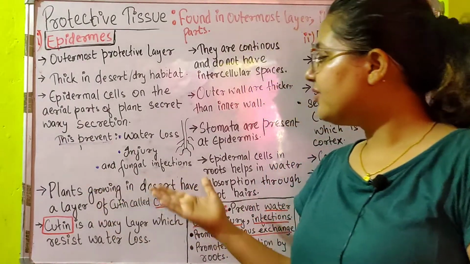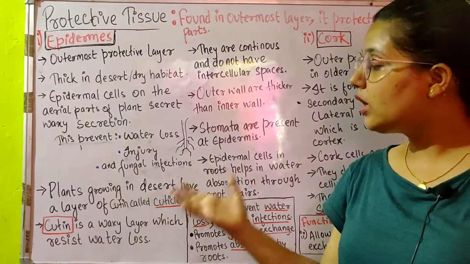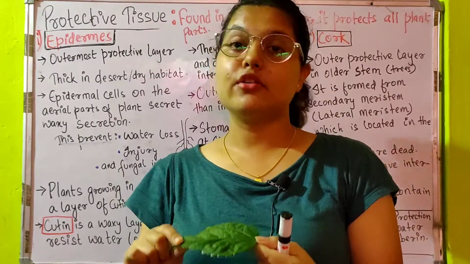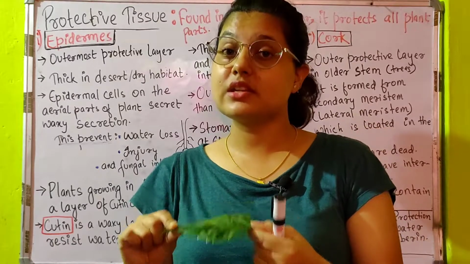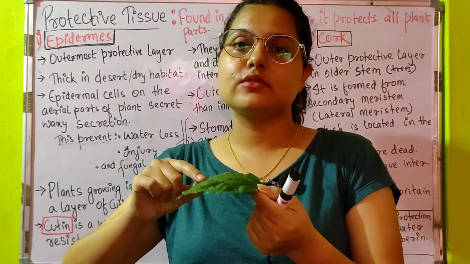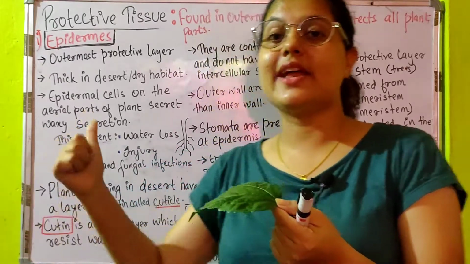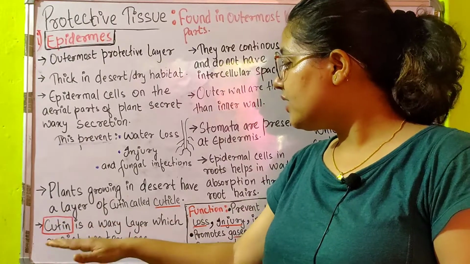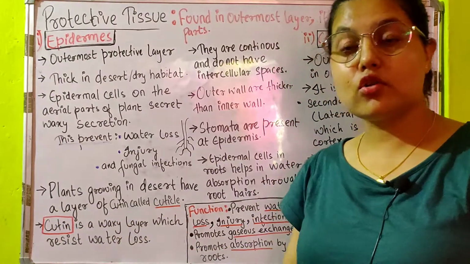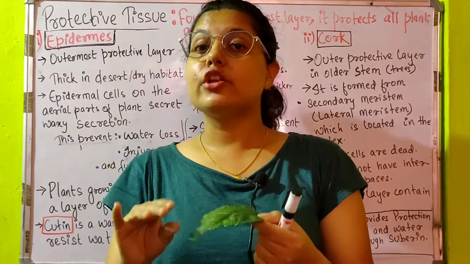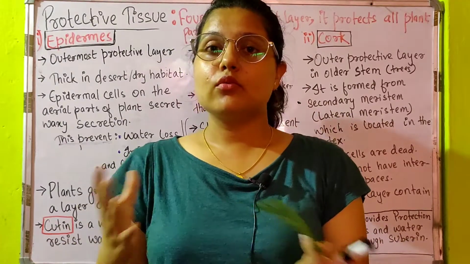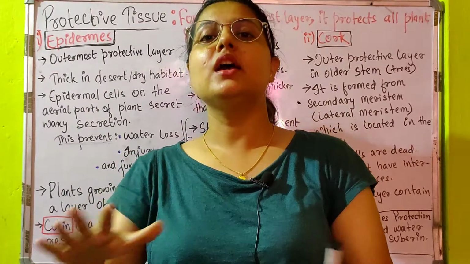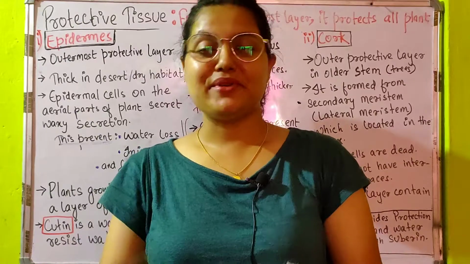Plants growing in deserts have a layer of cutin called cuticle. The plants living in deserts also have a layer of waxy secretion, but those secretions are thicker than this. And there is a new name given to it, that is cuticle. The cuticle is made up of cutin, and cutin is a waxy layer which resists water loss. Because desert plants already do not have water, they want to prevent water loss as much as possible, so they contain a layer of cutin in their epidermal cells.